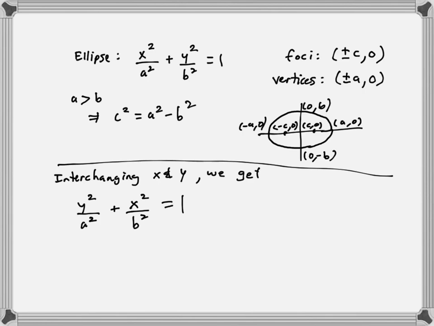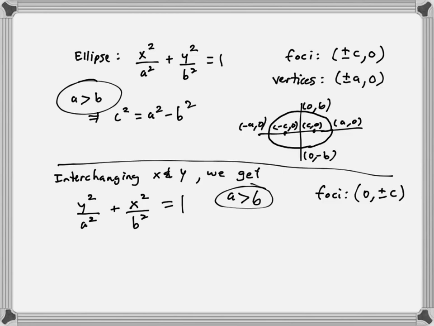Well, the key is that a is always larger than b. That's how you know which ellipse we're talking about. So what would the foci be in this case? Remember, since x and y are swapped, 0, plus or minus c would be the foci, and the vertices would be 0, plus or minus a.